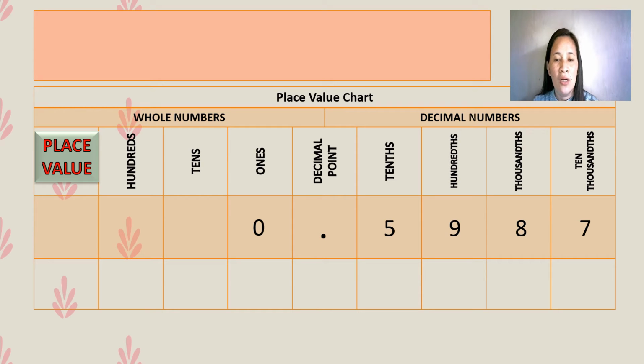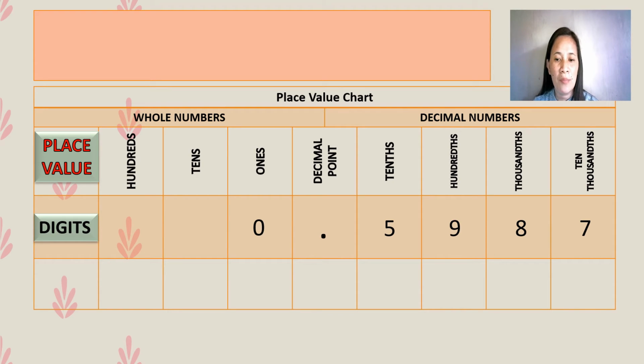Our digits there, we read it as 5,987 ten-thousandths. In reading decimal numbers, again, we read it like a whole number. Then, we mention the place value of the last digit in our decimal places. So here, the place value of our last digit in the decimal places is ten-thousandths. So, we read it as 5,987 ten-thousandths.